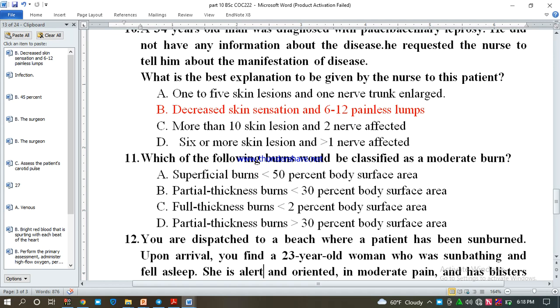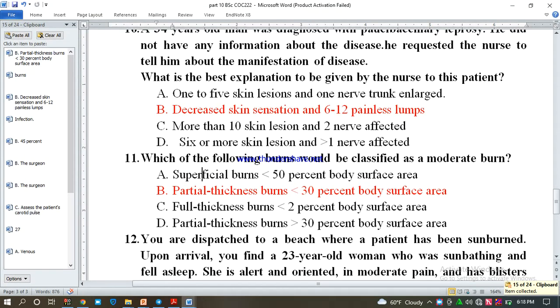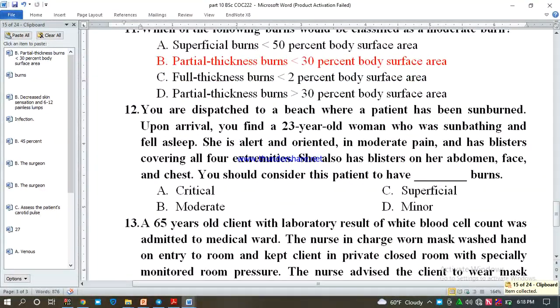So option C, full thickness third degree burn less than 2%, is a minor burn. Option D, partial thickness second degree burn greater than 30%, is a severe or critical burn. So the correct answer is second degree burn less than 30% of body surface area, which we classify as a moderate burn. The correct answer is B.